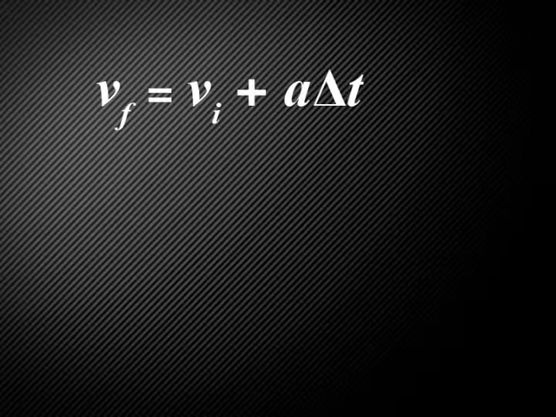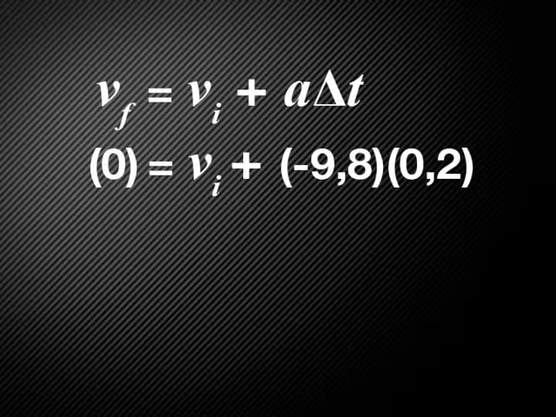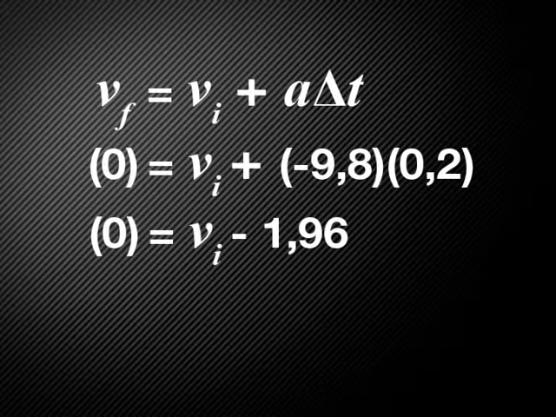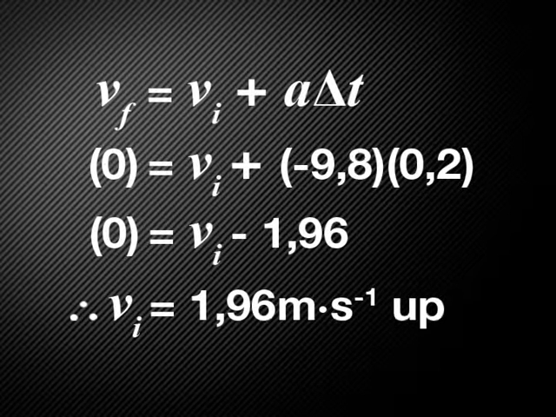This information gives us clues as to which equation we should use, which is final velocity equals initial velocity plus acceleration times change in time. 0 is equal to initial velocity plus negative 9.8 times 0.2. Therefore, 0 is equal to initial velocity minus 1.96. Now we solve for initial velocity. We say that initial velocity is equal to 1.96 meters per second up.